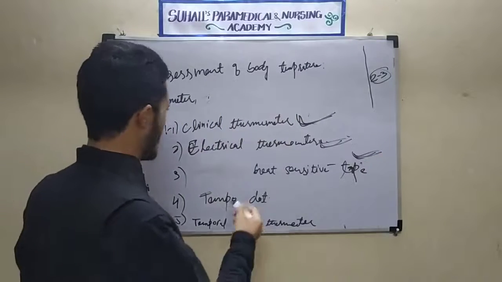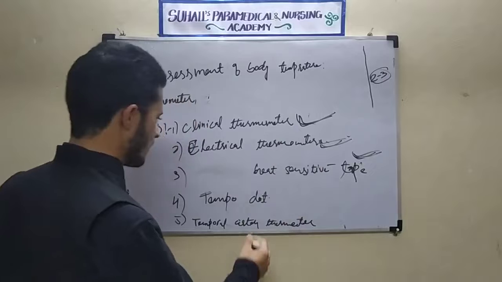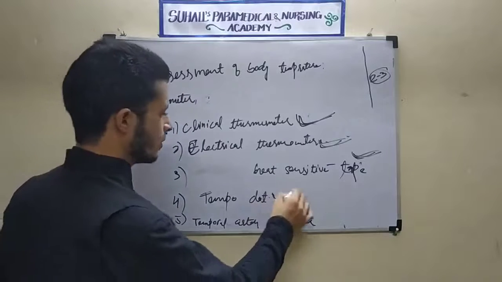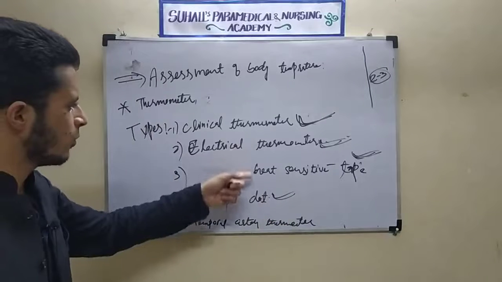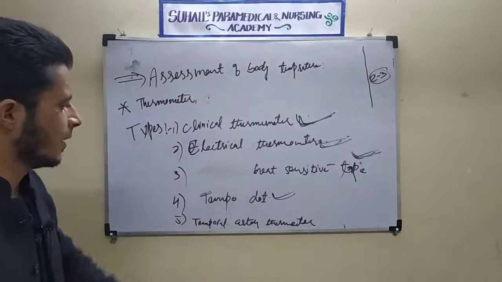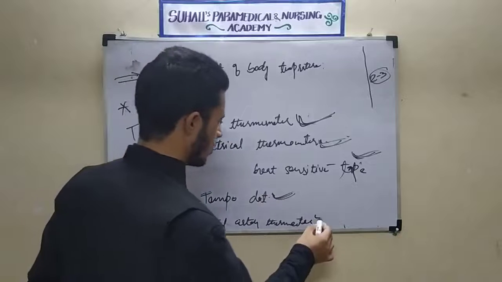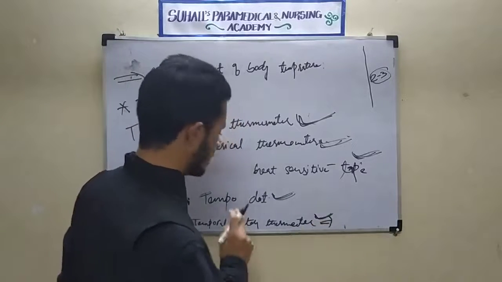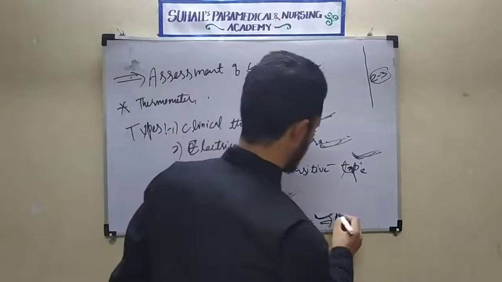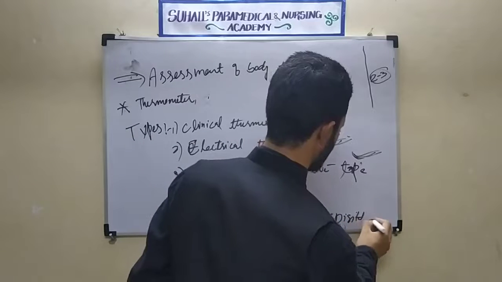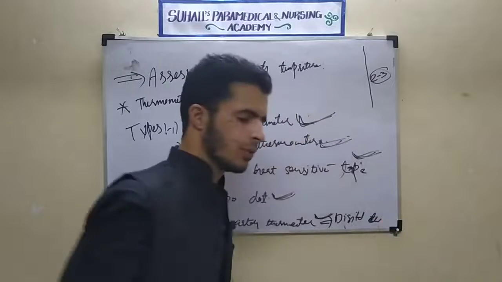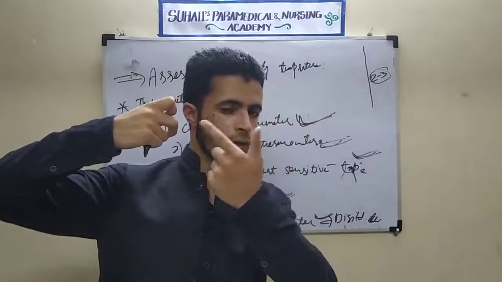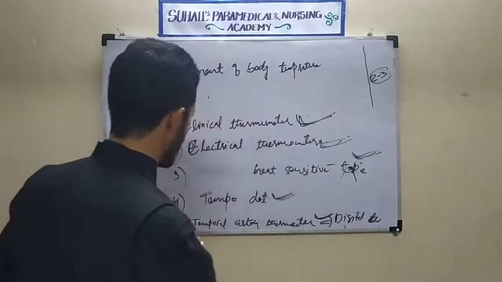Other is, I told, disposable thermometers we are using also. Another is tempo dot thermometers. Mostly we are using electrical and clinical, but these are also present. And temporal artery thermometers we are using. This is also a digital thermometer, which we use on the temporal artery, and it produces infrared radiations to get the body temperature. This is the temporal artery thermometer.